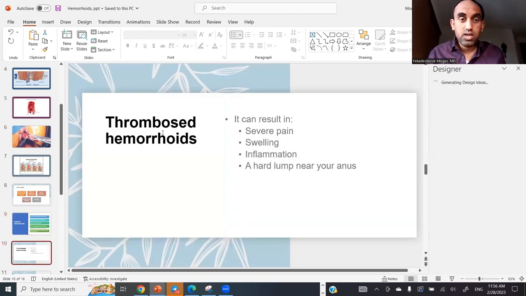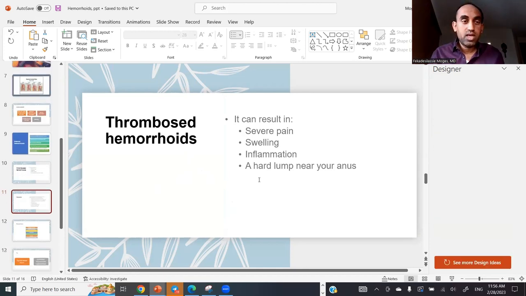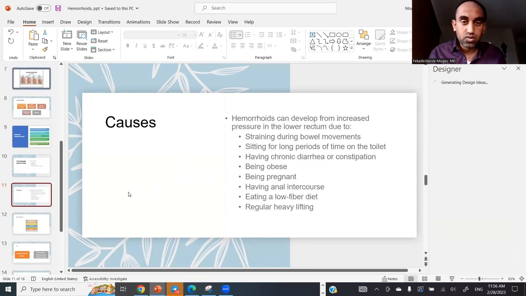and stage 4. Thrombosed hemorrhoids: severe pain, swelling, inflammation, a hard lump. So in the area where there was a pile, it becomes harder because it's thrombosed. So that's a painful experience. I told you about it.